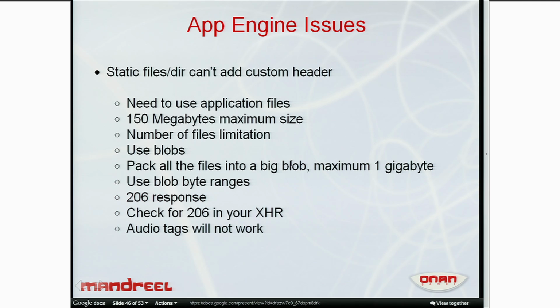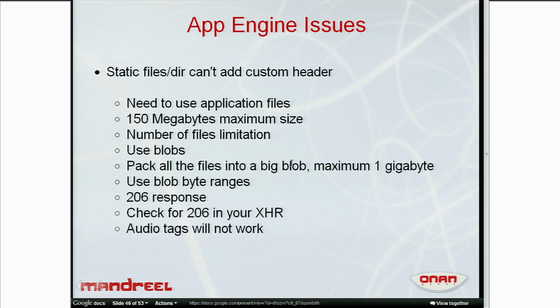We have some App Engine issues with static files. If you use static files in App Engine, you cannot use custom headers, which means you cannot solve the problem with CORS. And there is a maximum size for static files, so you need to use application files. The problem with application files is the maximum size is 150 megabytes, and there is a limit of, I don't remember, 3,000 or 4,000 files.